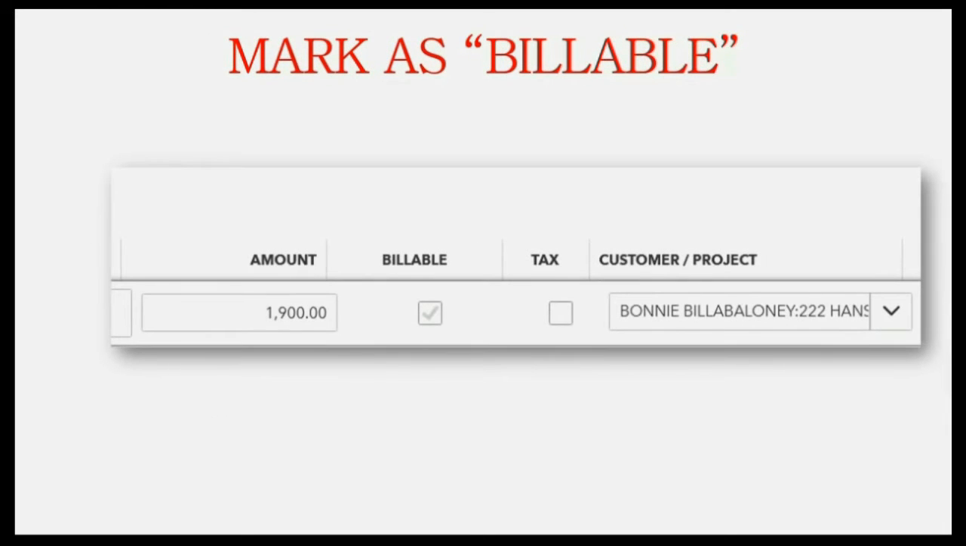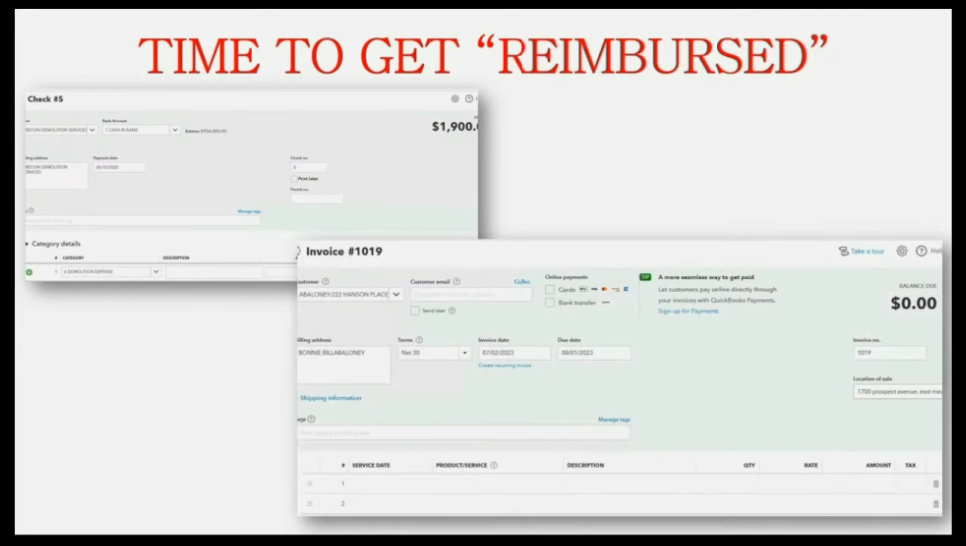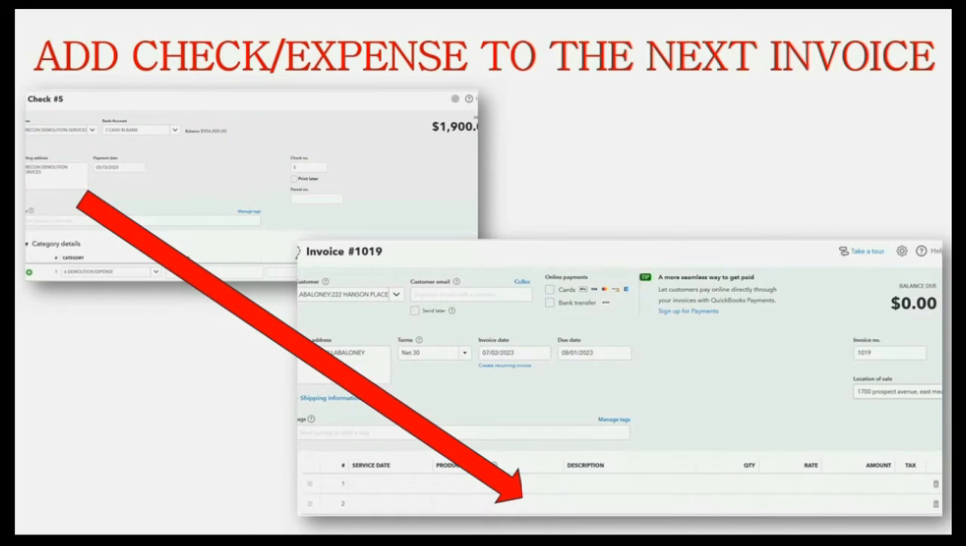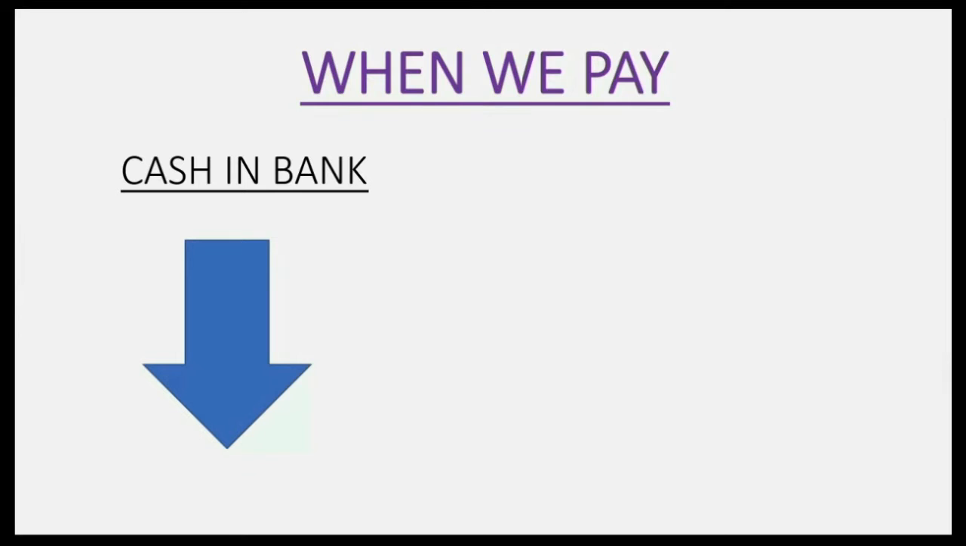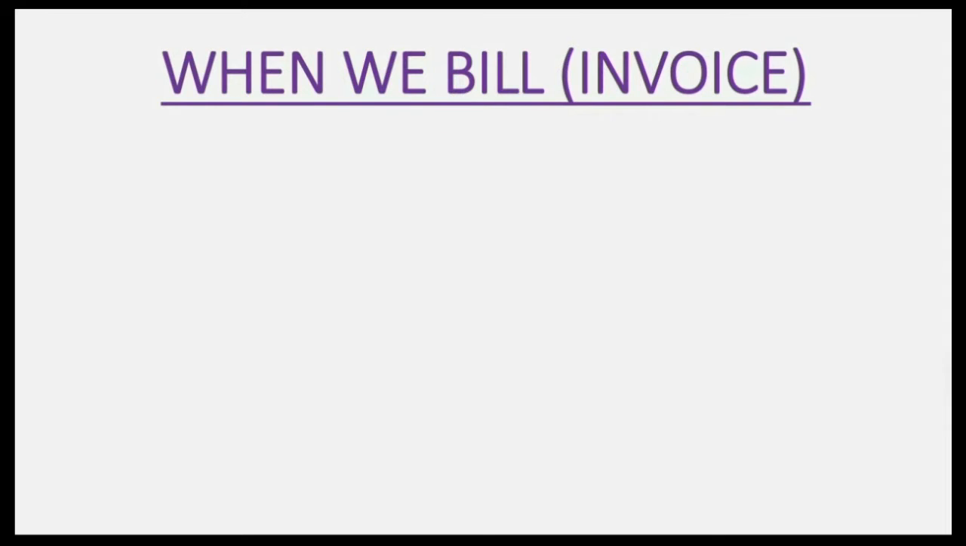So we will still mark the expense as billable, and when it's time to get reimbursed, we will still place the check or the expense on the invoice from the right-hand panel the way that we learned in the prior video. But when we pay, that will also be the same. Cash in bank will decrease by the amount that our company pays for the expense when we first lay out the money. And the expense itself will increase because QuickBooks Online thinks it's our expense at the moment that we first pay. But the interesting part happens when we bill the client.